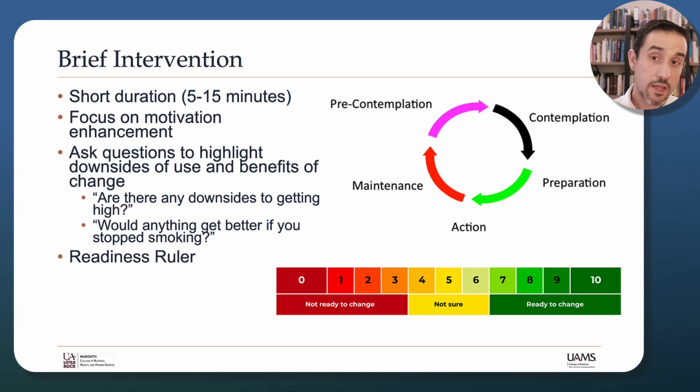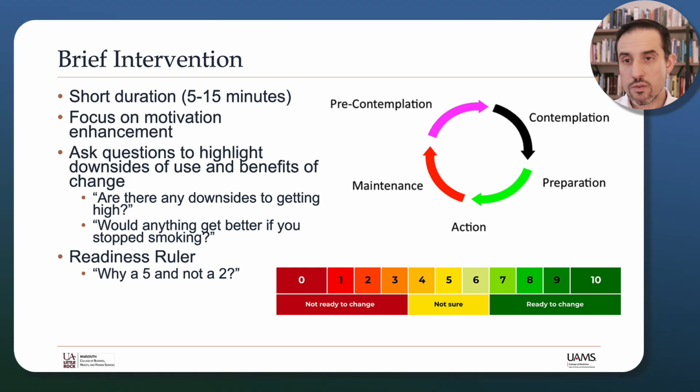And the neat part about this is no matter what number they give you, there is no wrong answer. So if, say, they give you a 5, smack dab in the middle, where they're not sure, well, you can ask as a follow-up, well, so why did you say 5 and not 2? And when you do that, they're going to tell you why they are more ready than not, even if ultimately they're in the middle.